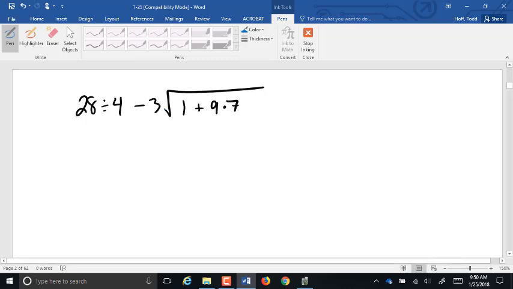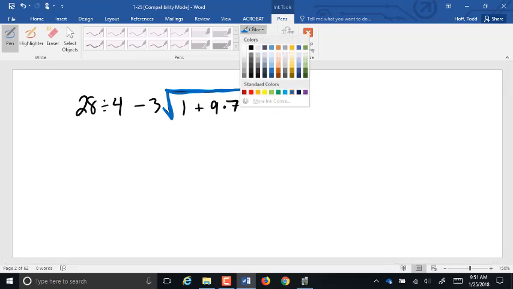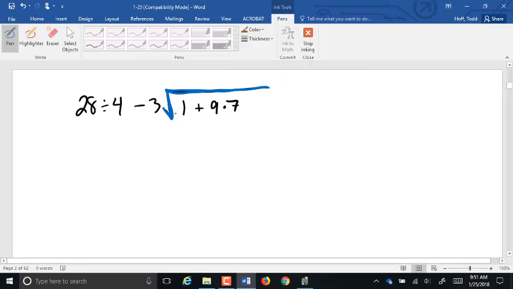The square root. An enclosing symbol is anything that separates some of the operations in the problem from the rest. And that square root does. We've got addition and multiplication inside there. So it's telling us that we have to do what's inside there first. Now inside there, our order of operations does still apply. Any other enclosing symbols? Nope.